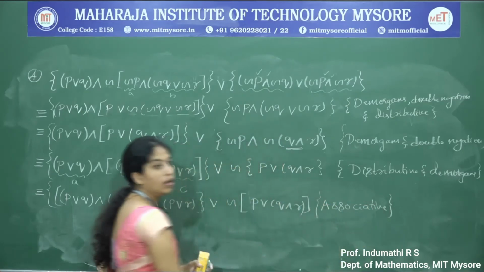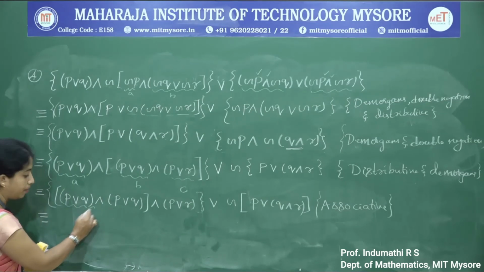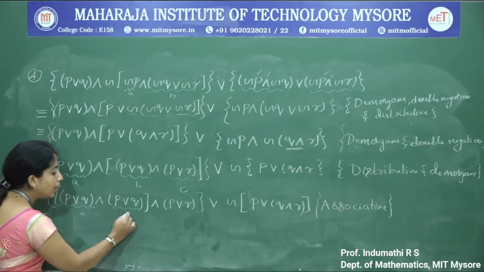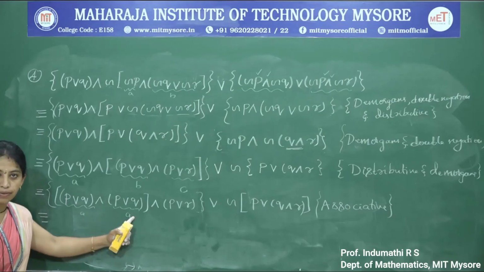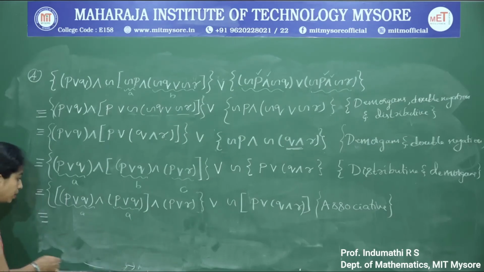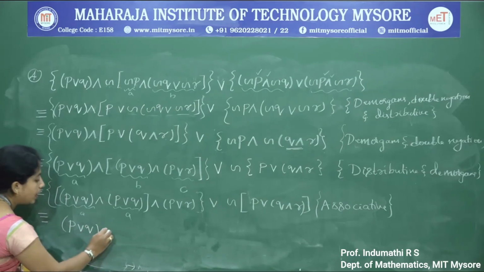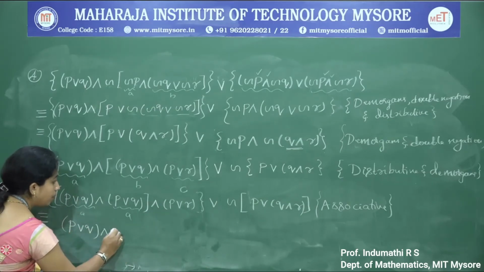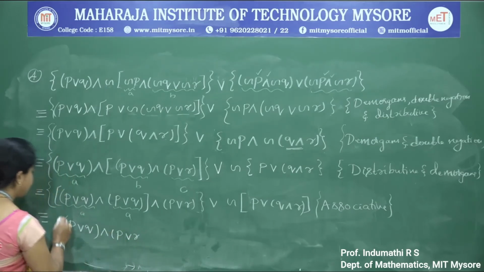This is by using law of associative. Again this is logically equivalent to. Now imagine this term is A. Again this term is A. A conjunction A, or P conjunction P, will be P. That is by using law of idempotent. That is P disjunction Q. Write the last compound proposition as it is, conjunction of P disjunction R.